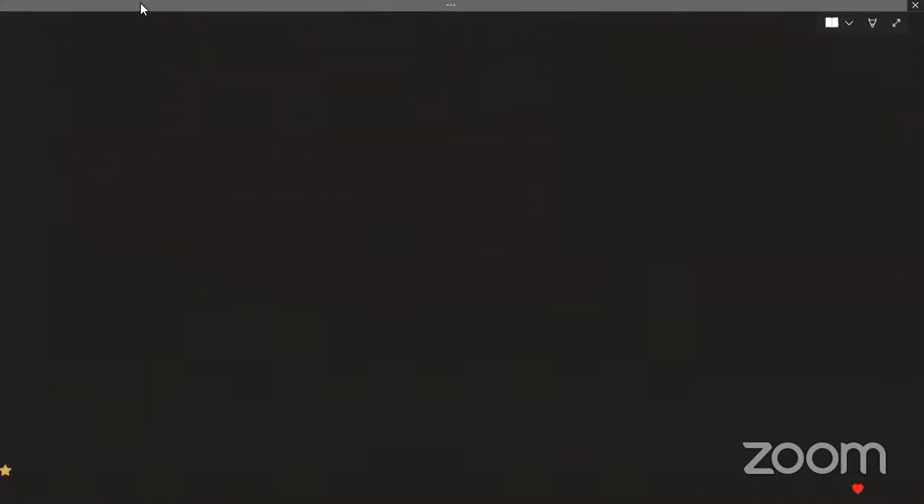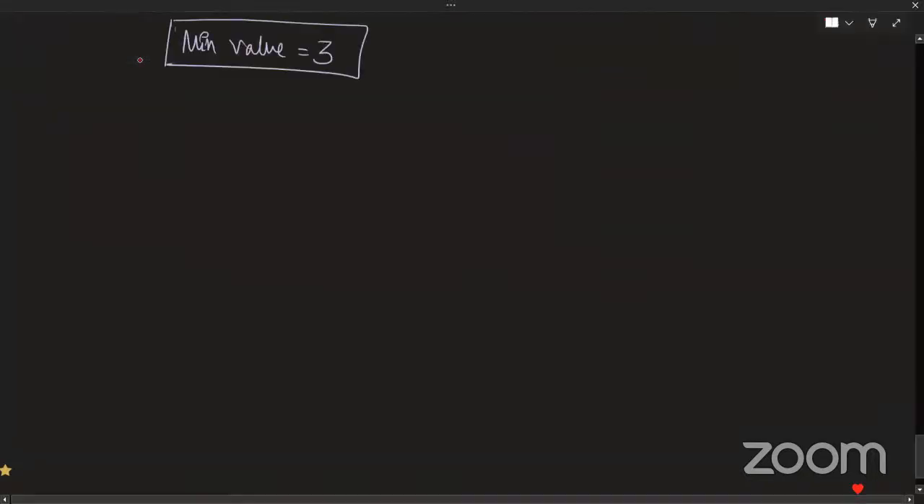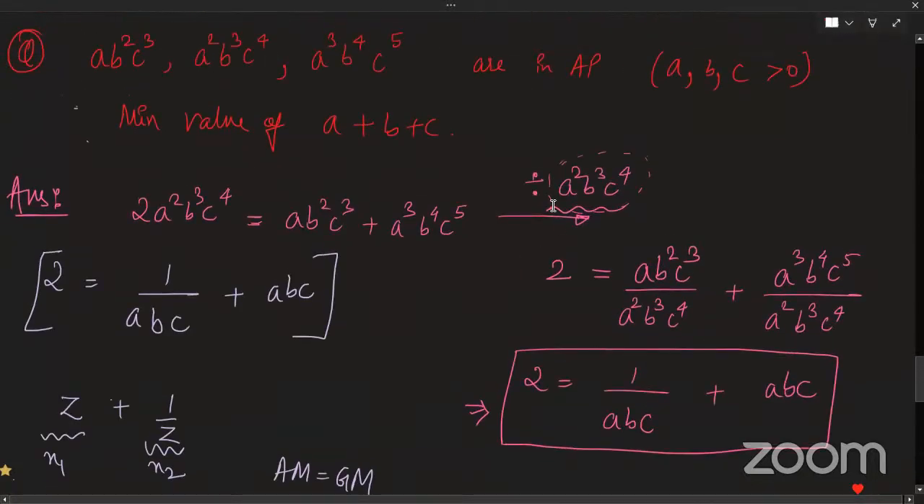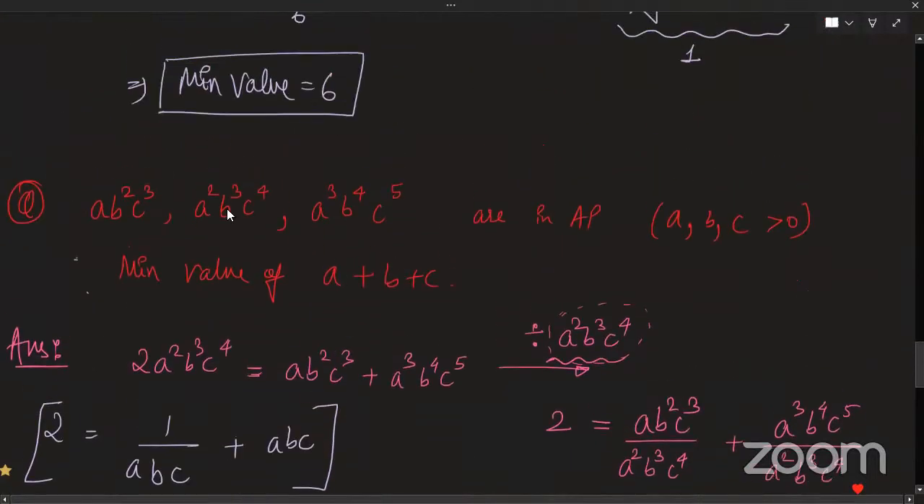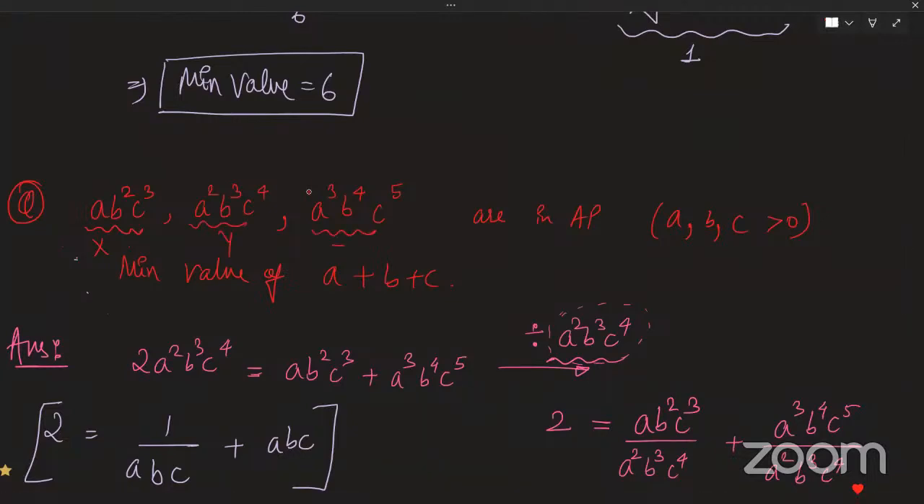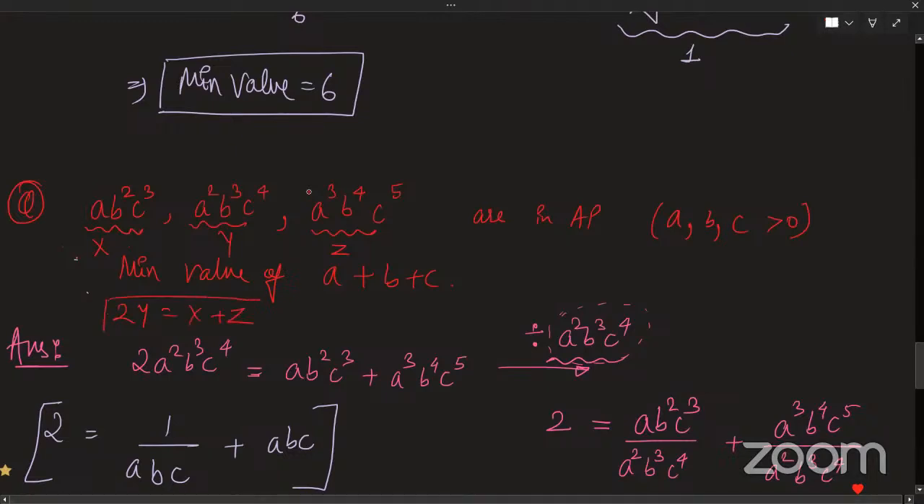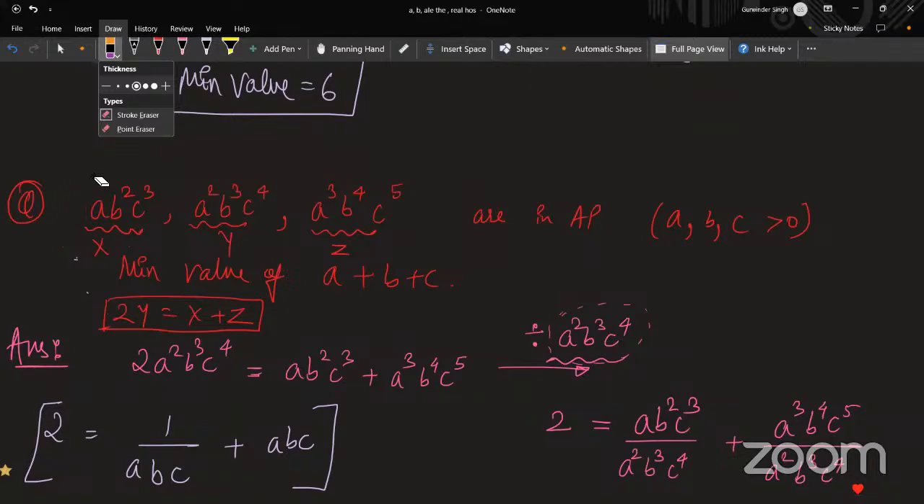Sir, I have one similar question. Did you read the first equation in that question? 2a square bc to the power. Okay. See, these three terms are in AP. Let me assume this has X, this has Y, and this has Z. So if X, Y, and Z are in AP, I can write that 2Y is equal to X plus Z. Yes, that is the formula of AP, that is how I did.